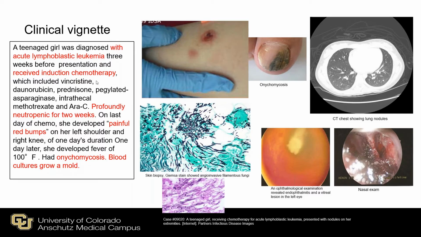This is another mold that is equally important. A teenage girl with acute lymphoblastic leukemia received chemo, profoundly neutropenic, comes with neutropenic fevers and these skin bumps. And you can see it has some nodules in the lungs. Ophthalmic exam showed concerns for fungal endophthalmitis, and nasal exam showed this necrotic area, concerning for invasive fungal sinusitis.